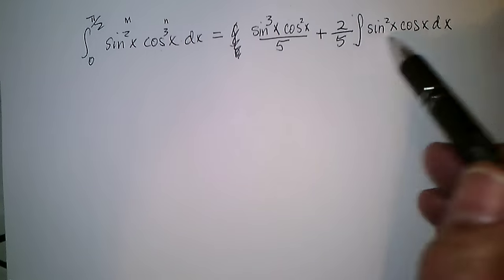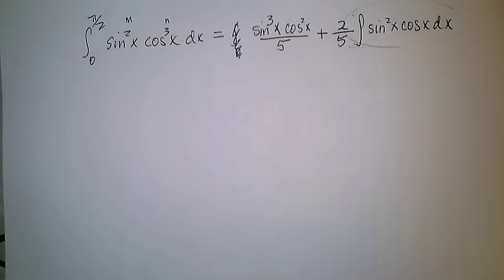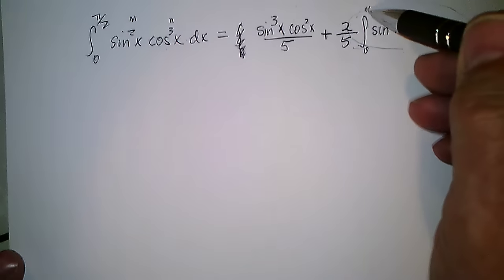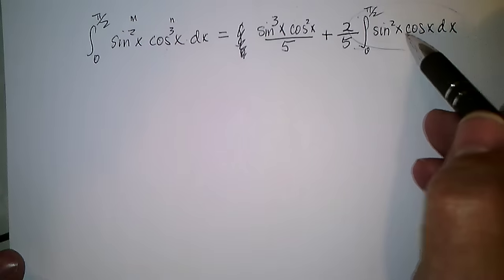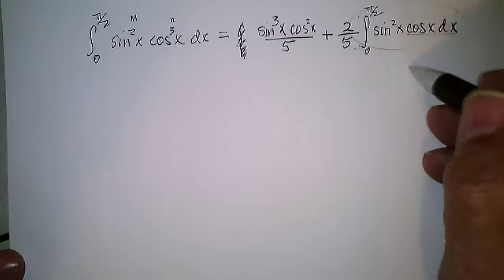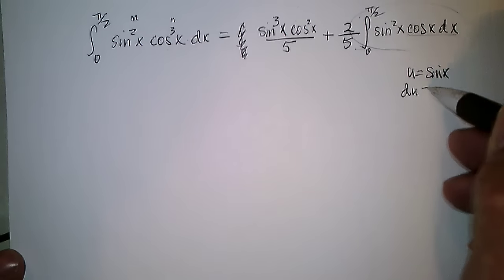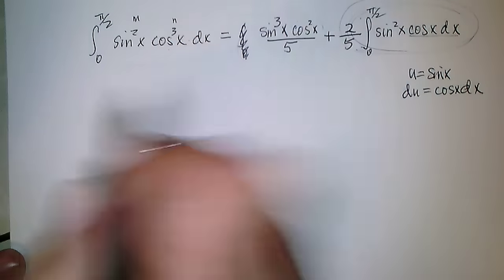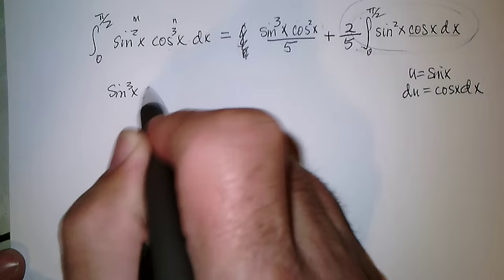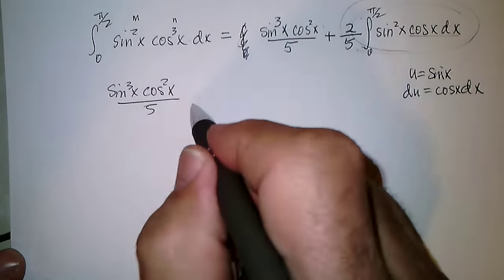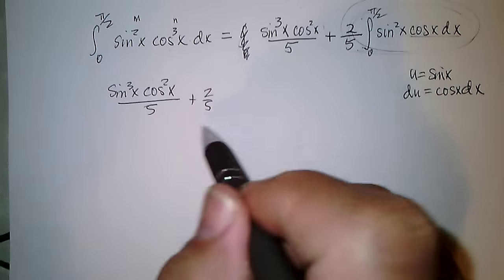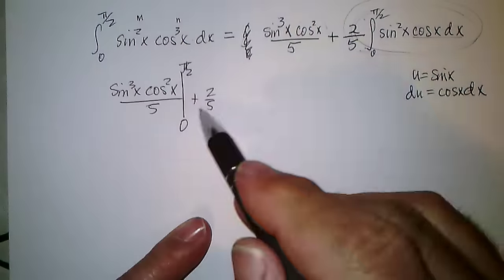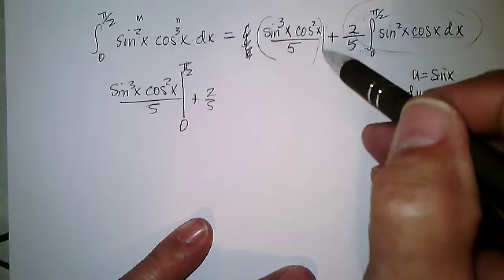Now I can go ahead and do a substitution. You just have to show you can do the reduction formula at least once. So there we got this, and this is still evaluated from 0 to pi over 2. And this looks like the derivative of sine. So if I let u equal the sine of x, du would equal cosine x dx. So this part stays the same, sine cubed x cosine squared x over 5 plus 2/5. Since I'm doing a substitution, this will have the limits of 0 to pi over 2 before, and the integral will get new limits.